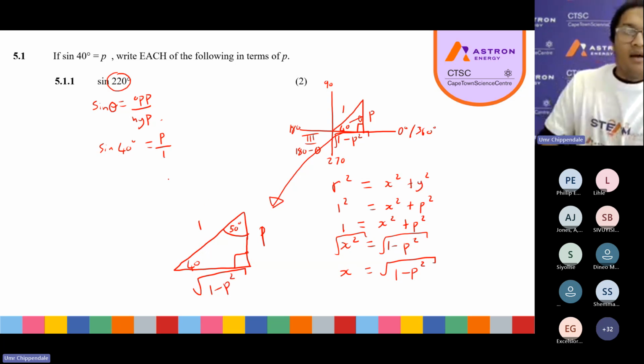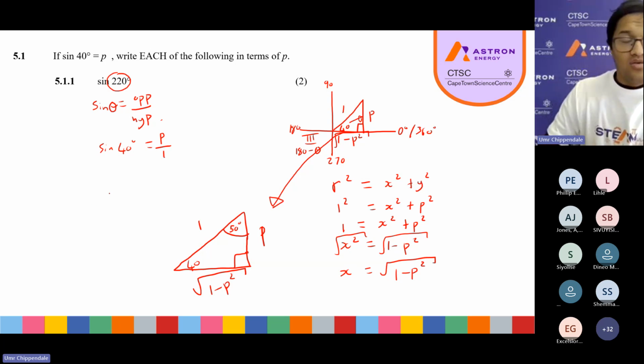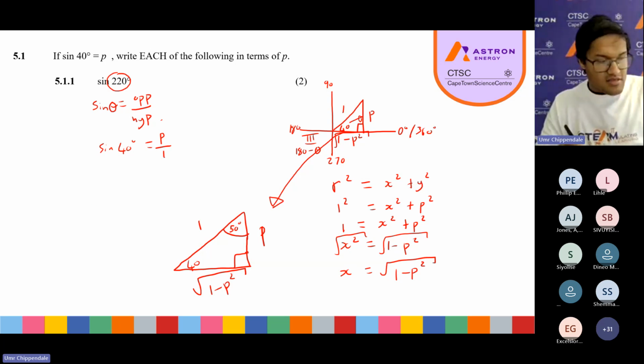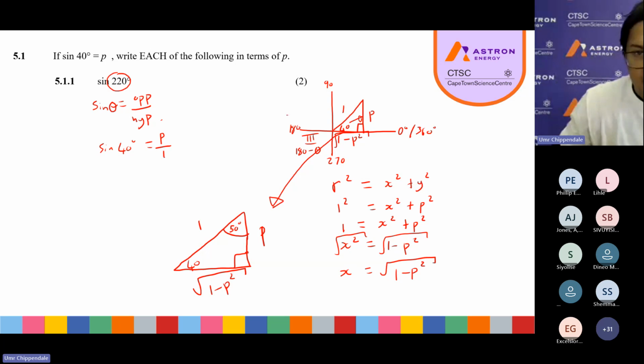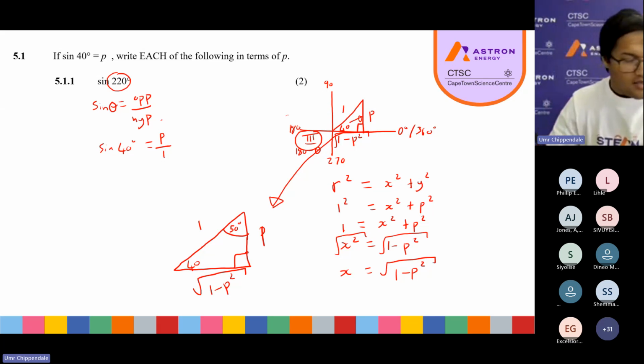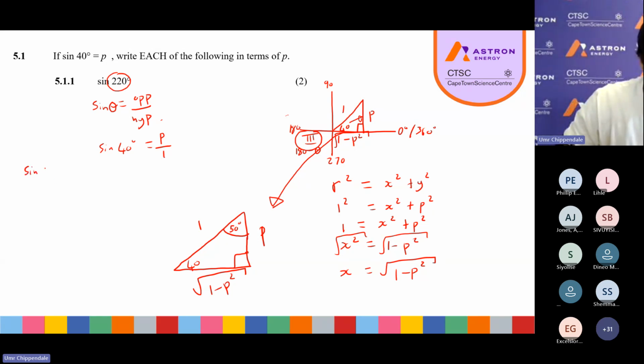So they want to know sine of 220. If that's the case, where do we find it? Inside of quadrant 3. What's the difference between 180 and 220? That's going to be 40. So we're going to write it as our reduction formula. So instead, we'll write it now as sine 220 degrees. That's a 2 and not a 7. We're going to say that is equal to sine of 180 minus 40.